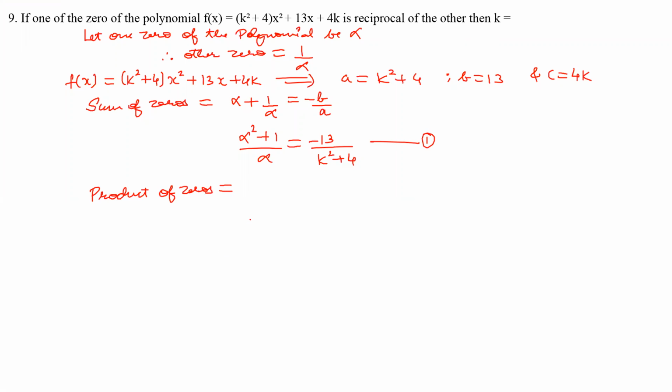Okay, so product of zeros, what it will become, alpha multiplied by 1 upon alpha, because one zero is alpha and other zero is the reciprocal of it. So alpha multiplied by 1 upon alpha, what it will become, c upon a.